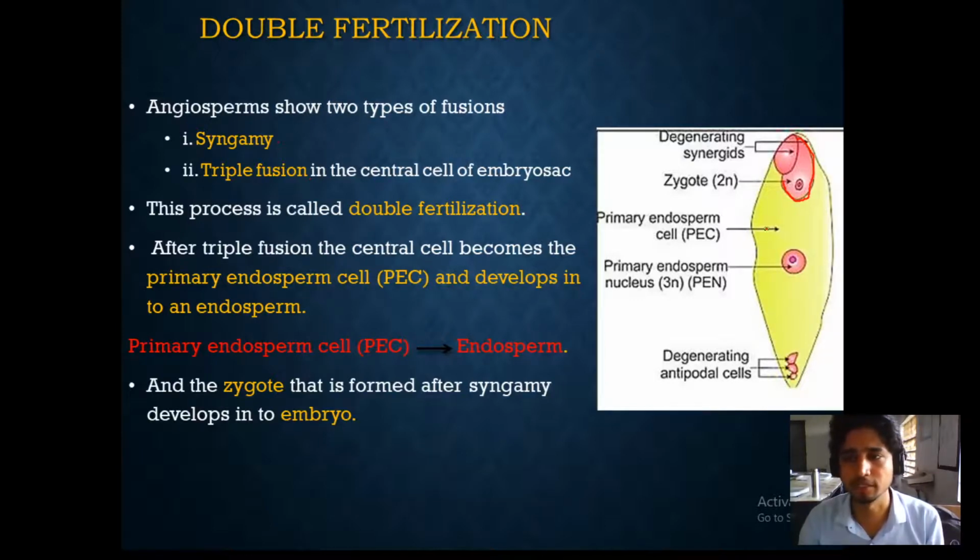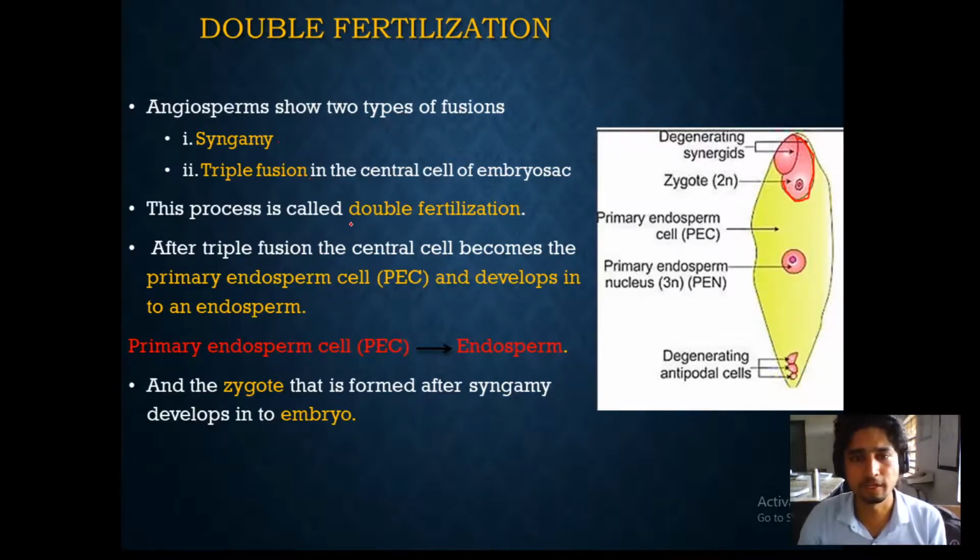So even this picture is very important. Usually they might ask this in the exam. They would ask you to draw an embryo sac showing the primary endosperm nucleus, primary endosperm cell, and zygote after the fertilization in the angiosperm. So you have to draw this diagram showing the zygote, the primary endosperm nucleus, and the central cell, that is the primary endosperm cell.